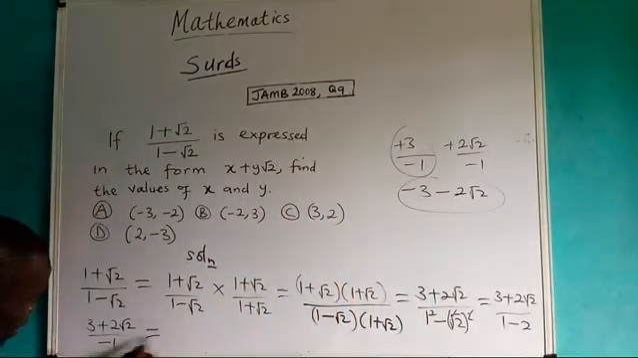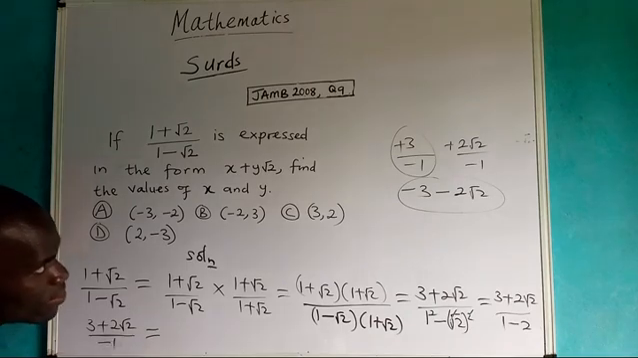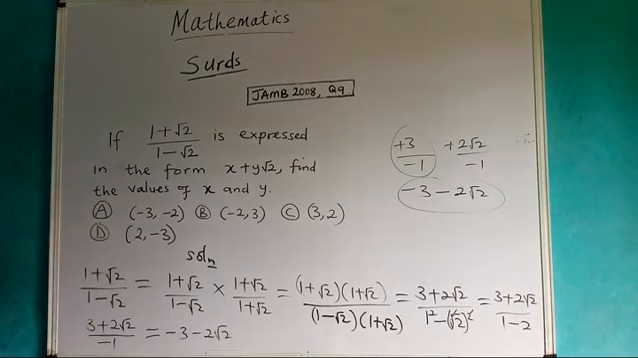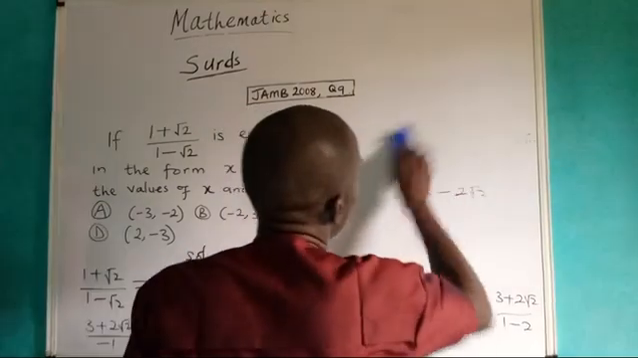I will now have my answer. Okay, I'm going to have my answer as minus 3 minus 2 root 2. This is what I will have. This one will be the final result. Now, but in the question, we're asked to look for the value of x and y. I mean, determine the value of x and y.